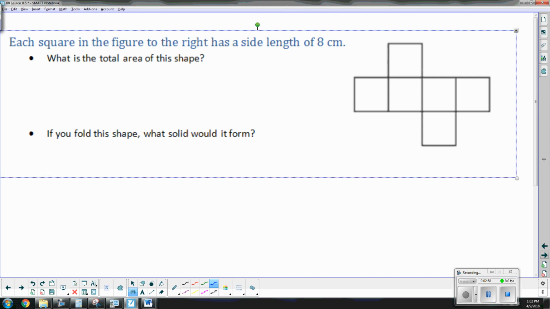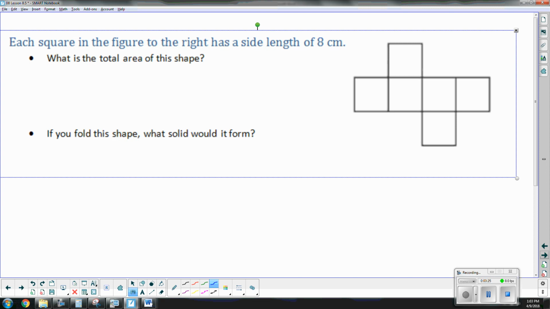All right, earlier last semester, we looked at nets. And if you remember, a net is the two-dimensional figure that forms a solid. So if you unfold a box, you would see its net. If you laid it flat, you would see its net. You could do the same thing with soup cans or any solid figure.